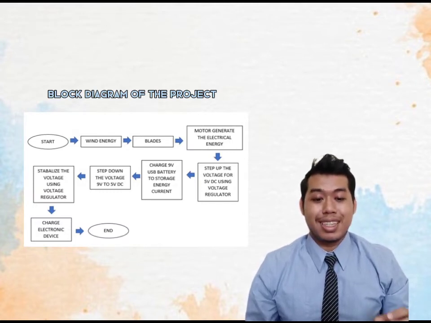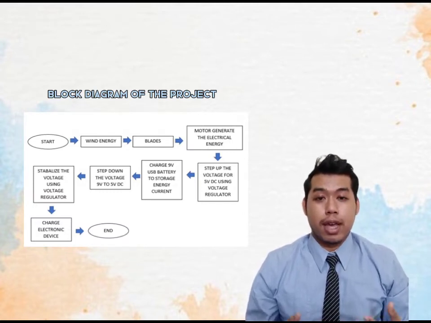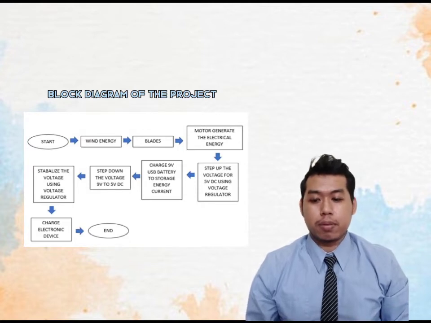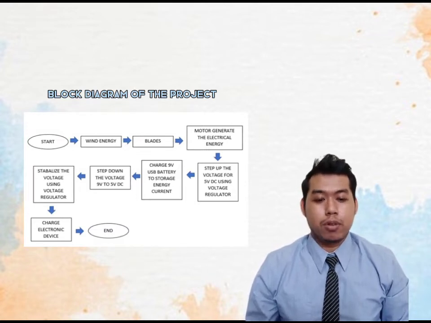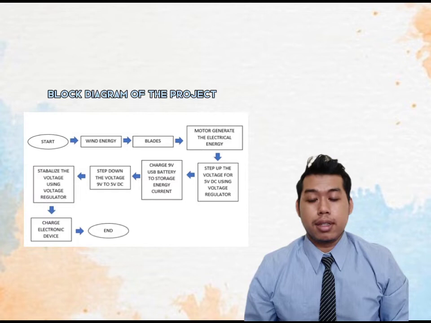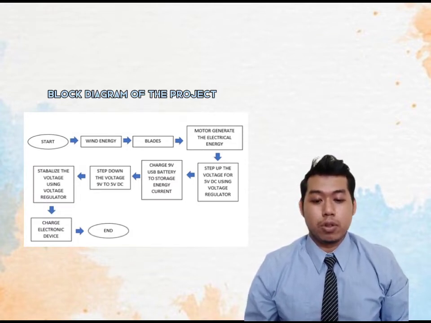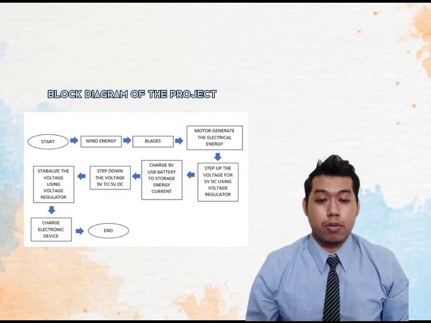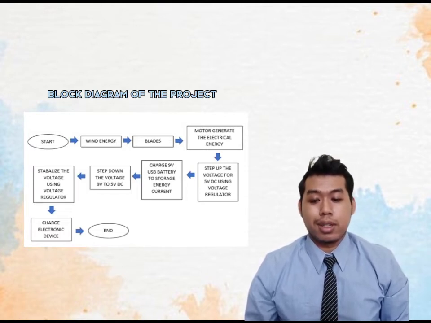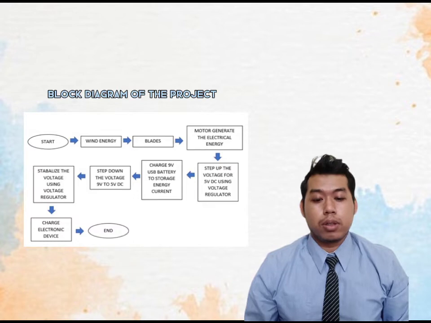In the casing of the component, we have an LM2596 buck converter to reduce the voltage from the 9 volt USB battery to 5 volt. Lastly, we can charge the electronic device when the voltage is stabilized at 5 volt output using a voltage regulator, which is suitable for electronic devices that use 5 volt input.